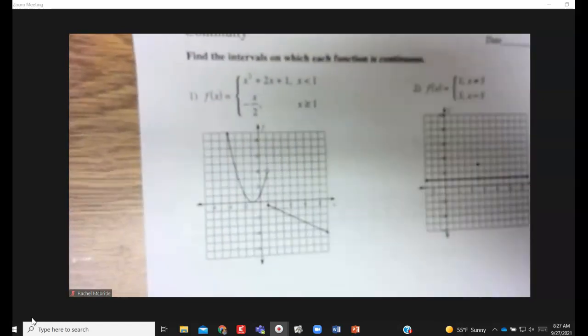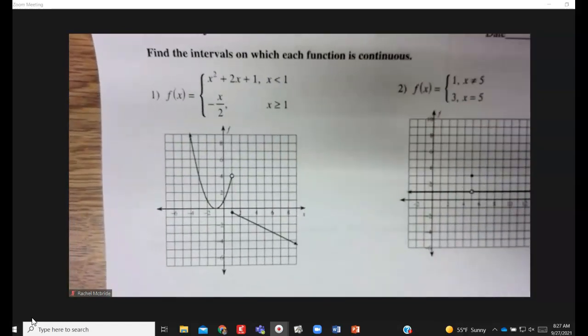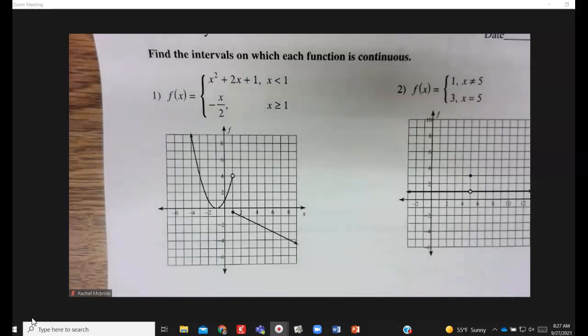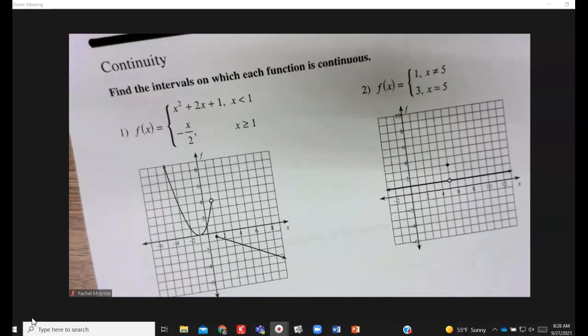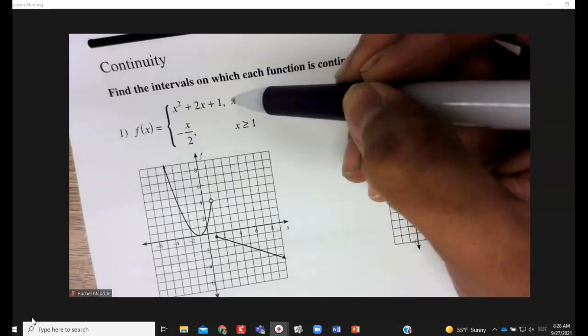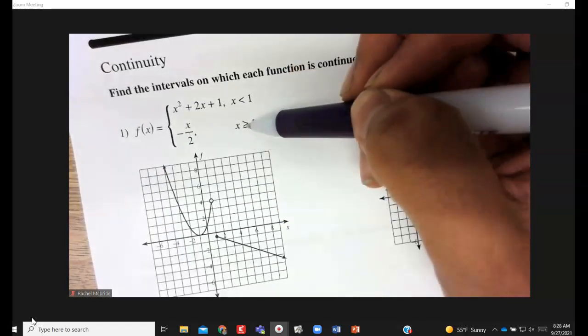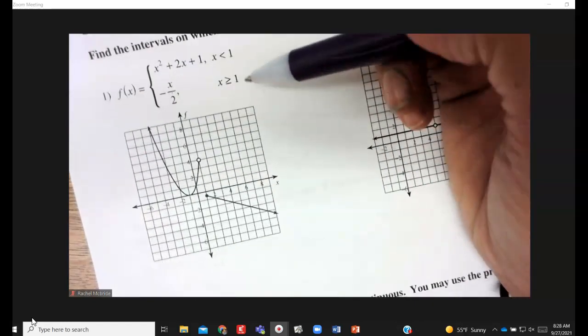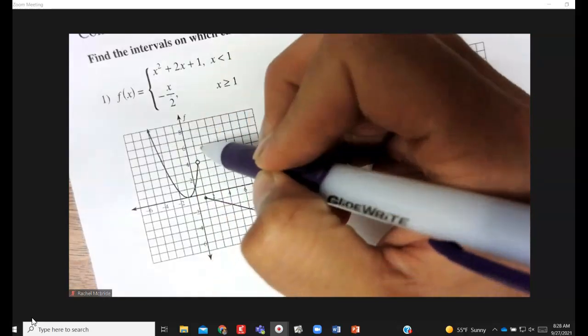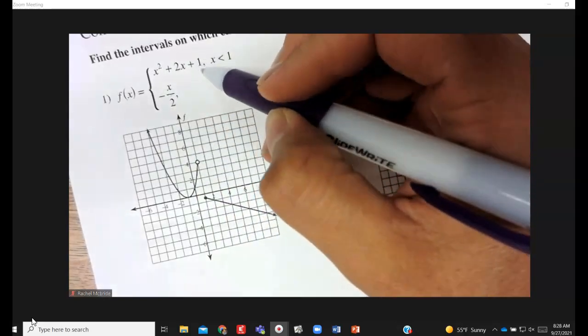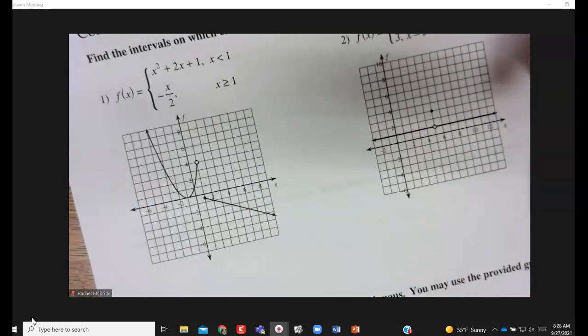Our notes packets to the continuity graphs on that next page. And let's talk about continuity intervals. So it says find the intervals on which the function is continuous. So we have a quadratic for x values less than 1. We have a linear function for x values greater than or equal to 1. Domain and range of a quadratic and a linear function are all reals.